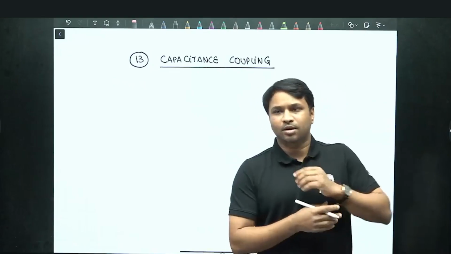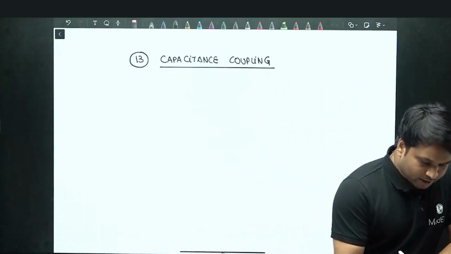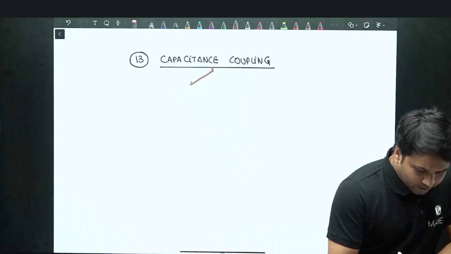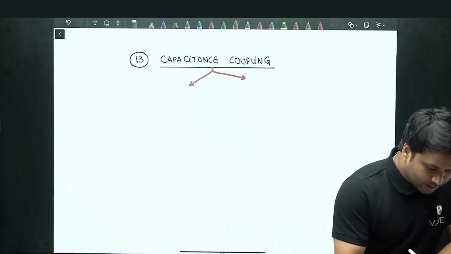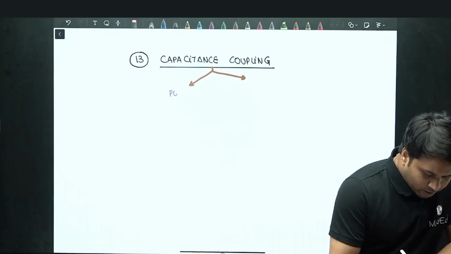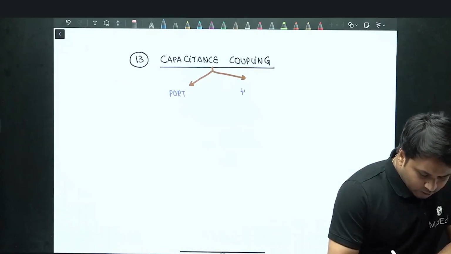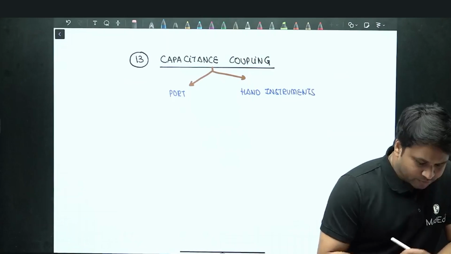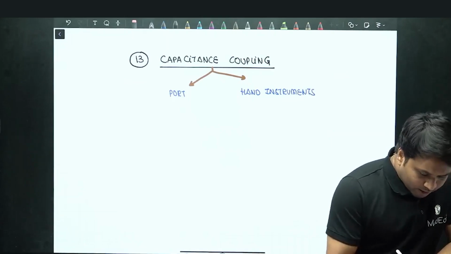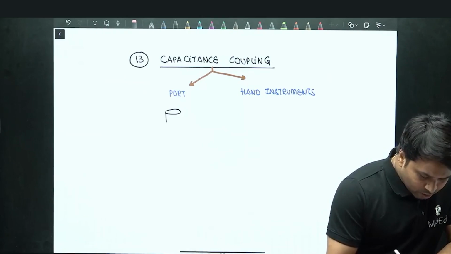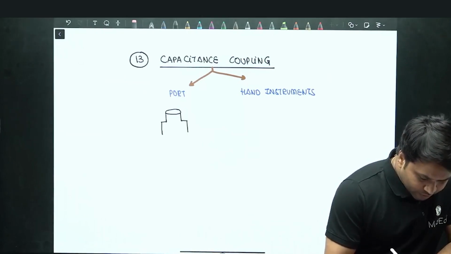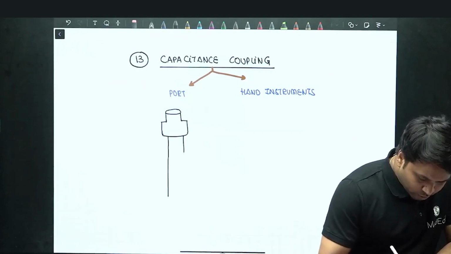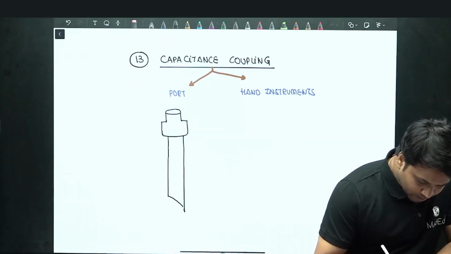Now to understand the capacitance coupling concept, you need to understand two things that you have. One is what we call the port, the other one is the handheld instrument. Port are those metallic components which have a hollow tube, and through this hollow tube you can insert your instruments into the abdomen.